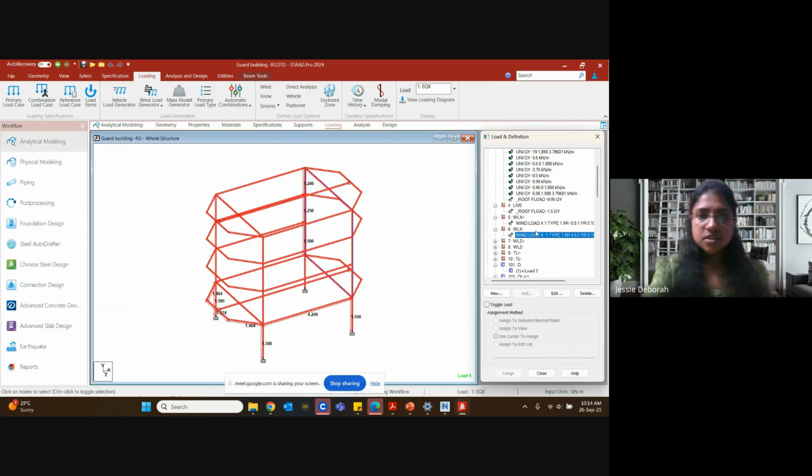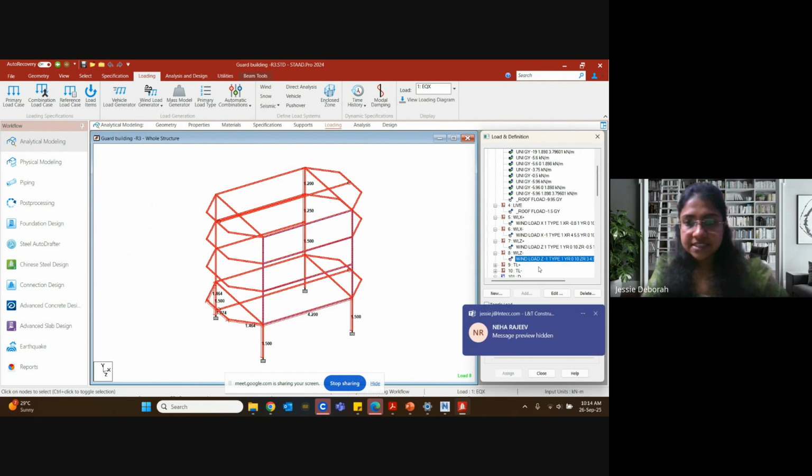Okay, if you see here, this is applied in your minus x direction. In the same way you have to apply in all four directions because you have wind on all four sides.